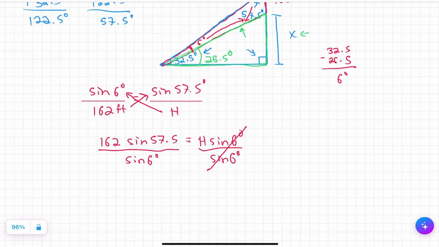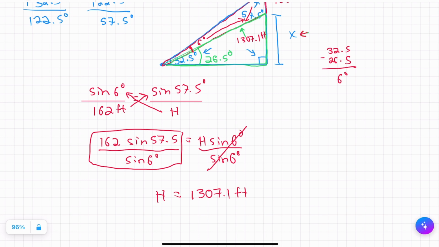Now you can plug this whole thing into your calculator to get h. And when you do that, you'll get 1,307.1 feet. So our hypotenuse here is 1,307.1 feet. And now we have enough information to solve for our building height. So let's go ahead and do that.